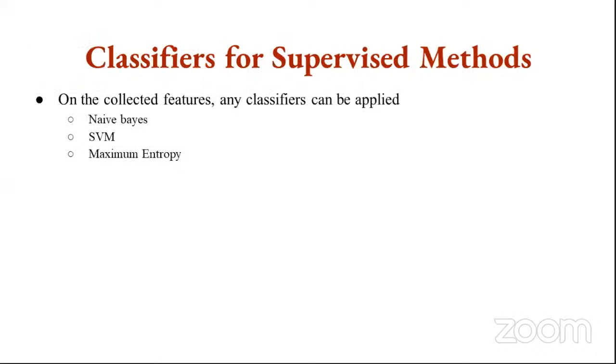And there are some classifiers for the supervised method. There are several classifiers available, and those can be used. We extract the features depending on the domain and the requirement, and then we can apply any classifier like naive Bayes, support vector machine, or maximum entropy. These are the popularly used machine learning classifiers for the task of relation extraction.